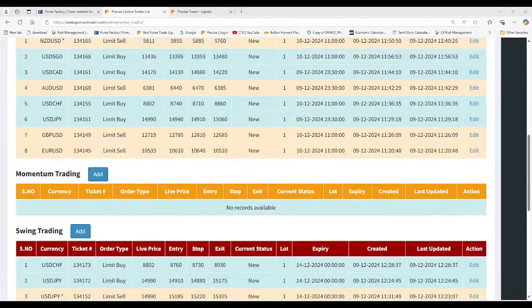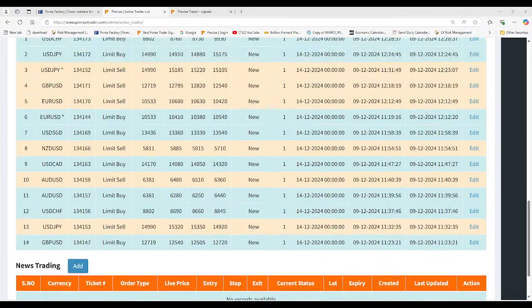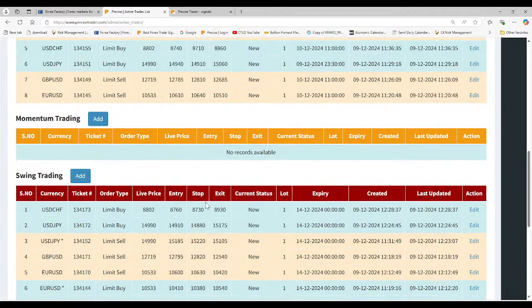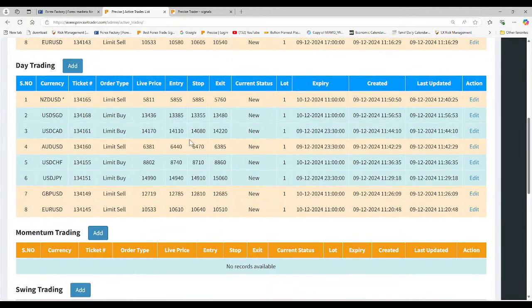So let's see what signal we have given on this. We are trying to buy at 133.60 and exit at 135.40. So this is a legitimate trade. Then on the daily, we are trying to buy at 85 and trying to exit at 134.80.